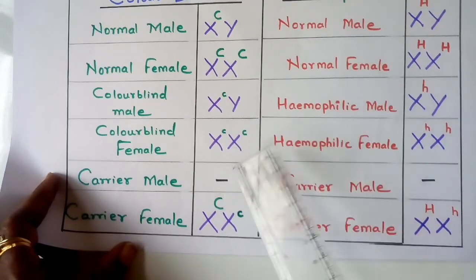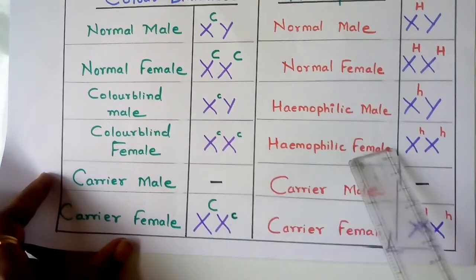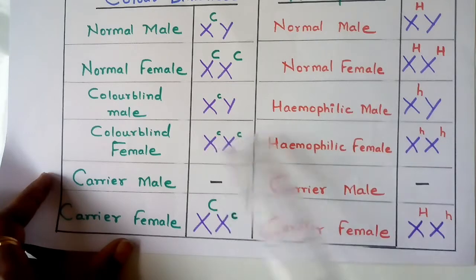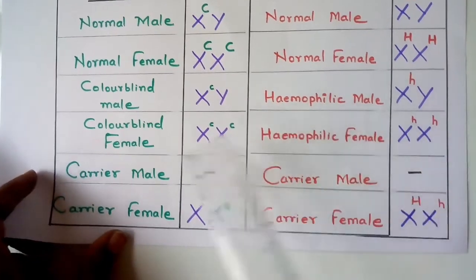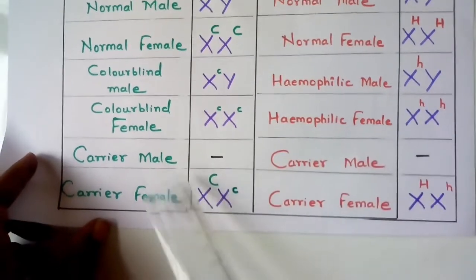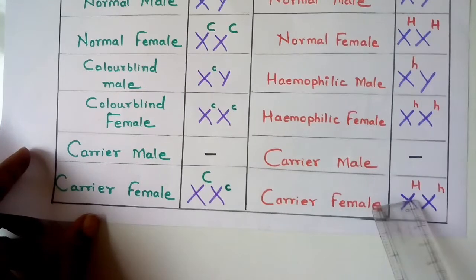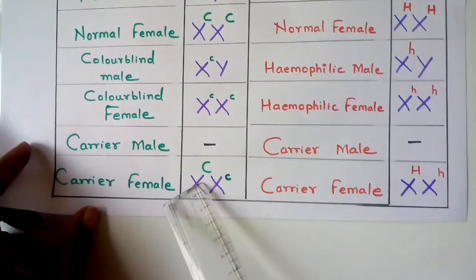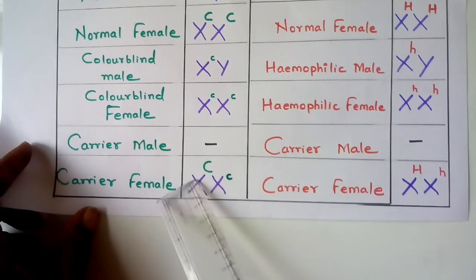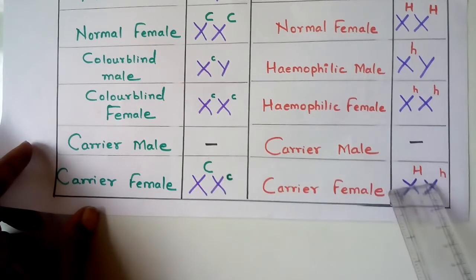Females can become colorblind or hemophilic when both the X chromosomes carry the recessive genes. Then only will females become colorblind or hemophilic. Males are never carriers. Females are carriers when the genes are present in heterozygous condition. That is, one gene will be dominant and the other gene will be a recessive gene.